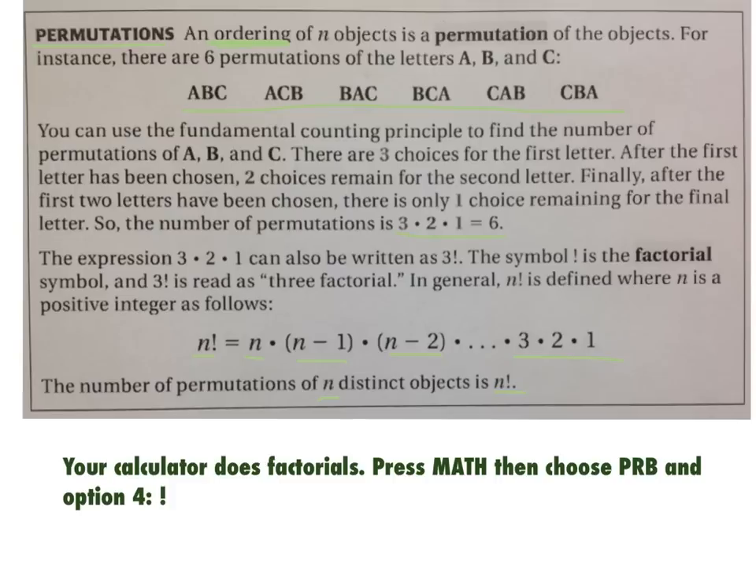And it's no secret, your calculator will do factorials for you. Just press the math button and then choose the PRB option, and then choose option 4, which is an exclamation point. So your calculator will do that. You don't have to do the really big ones. You know, you don't have to punch 99 times 98 times 97. You don't have to do that.